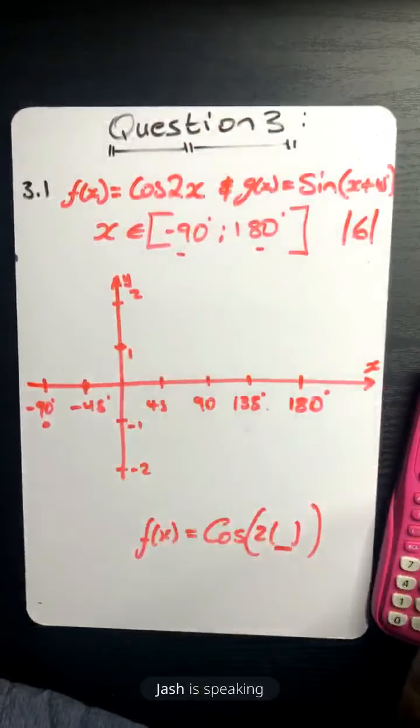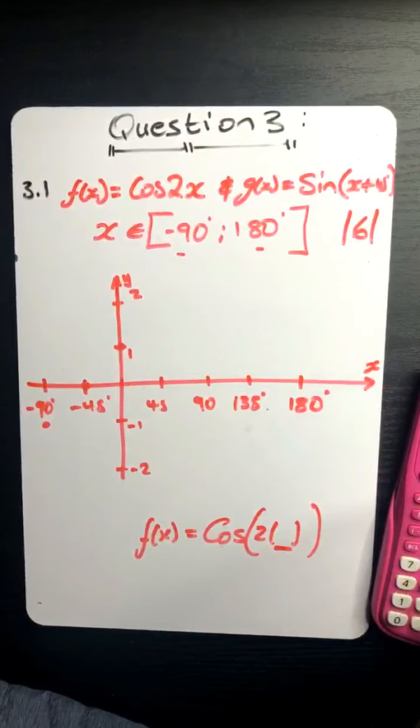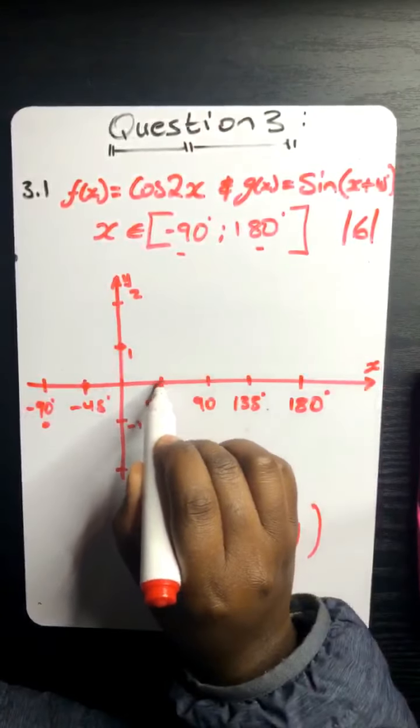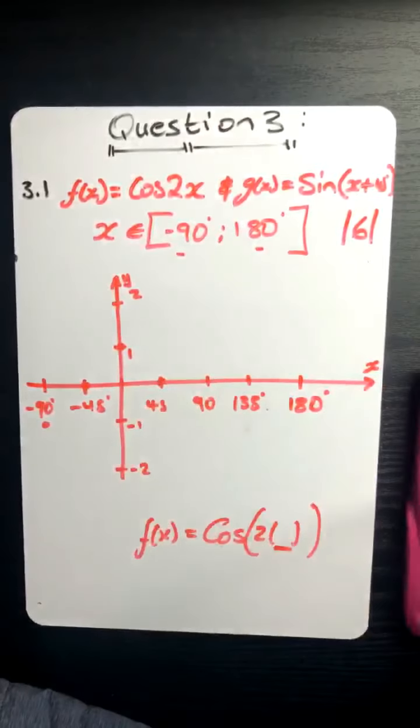Same, sir. 0. Let's go to positive 45. I'm getting 0. What are you guys getting there? 0.